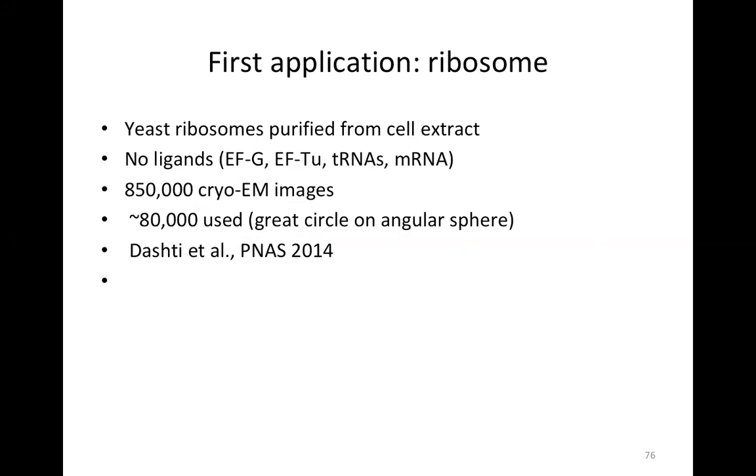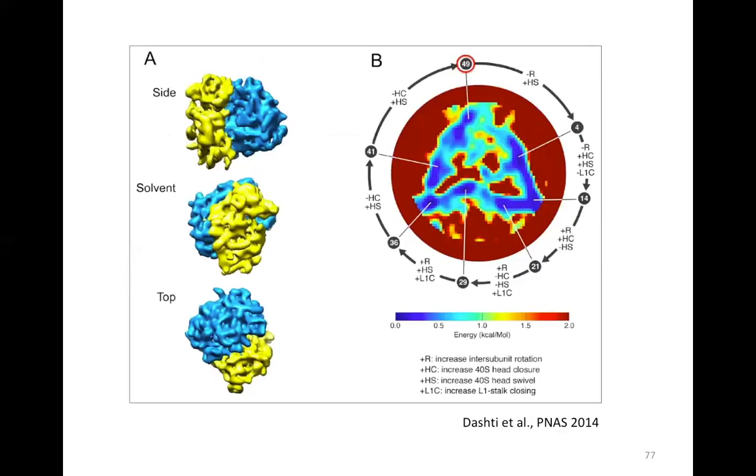It was in 2014. Yeast ribosomes purified from cell extract. No ligands were there because it was a relatively crude treatment. We wound up with 850,000 cryo-EM images. And at the time, with the technique, we could only use the great circle on the angular sphere, which reduced the data to 80,000. It was published in PNAS in 2014.